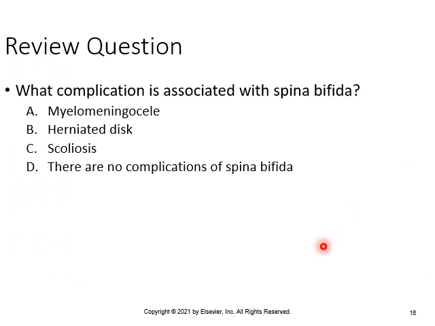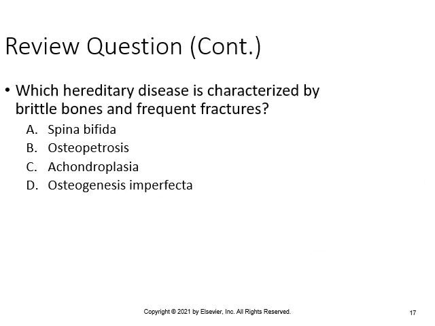Okay, review question. What complication is associated with spina bifida? A myelomeningocele, a herniated disc, scoliosis, or there's no complications? You should have answered A, myelomeningocele. With spina bifida, we have a defect in the bony closure of the spinal column. And so when we have that defect, it can allow for the meninges and the spinal cord to herniate out, which would cause significant complications.